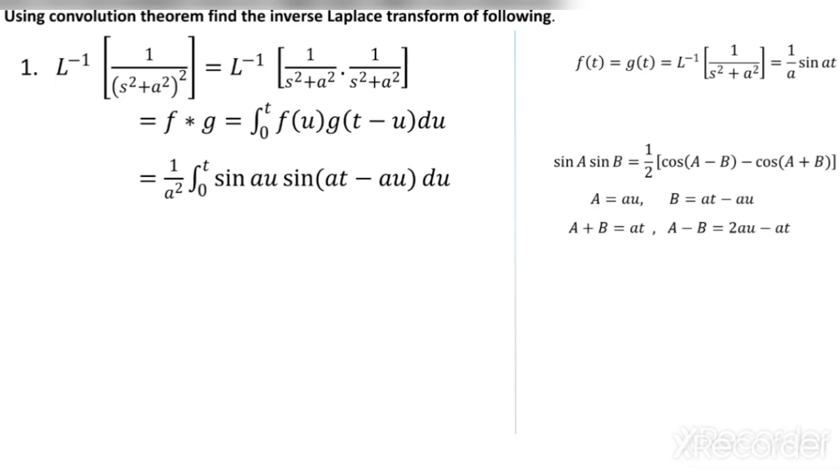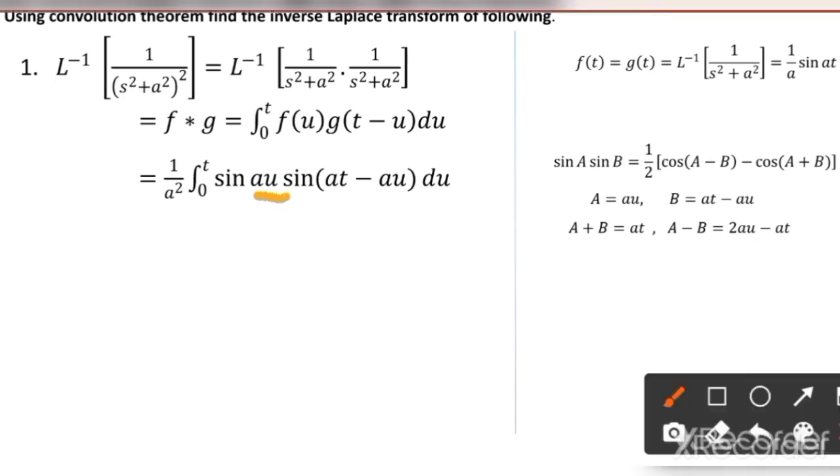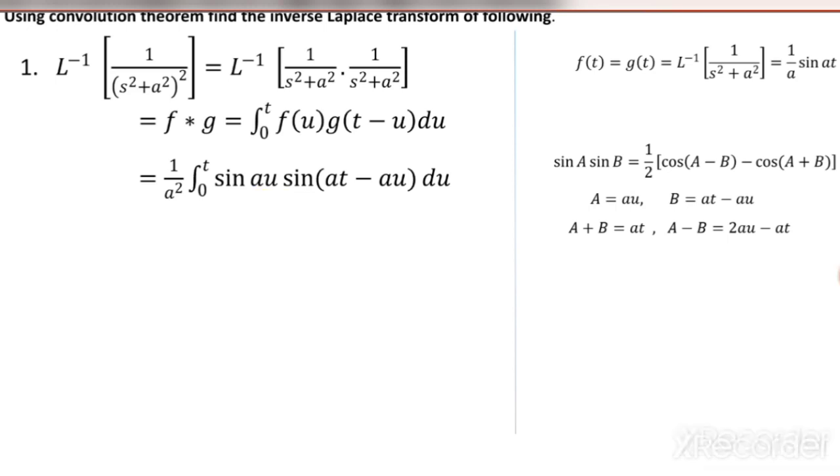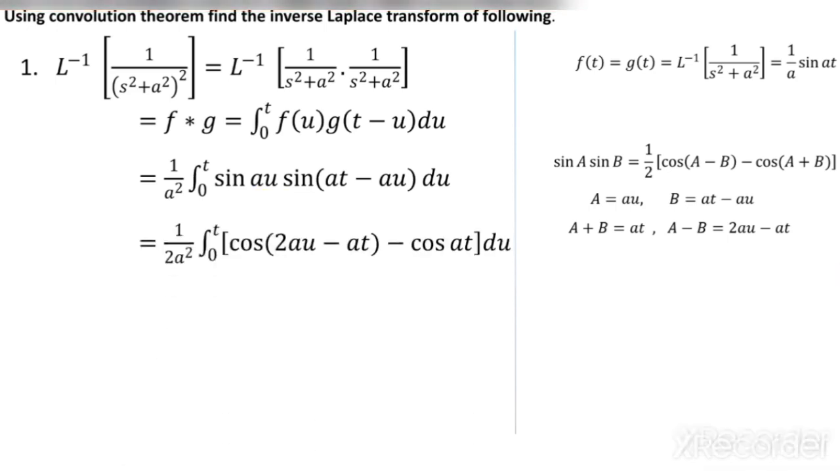For our convenience we can substitute here itself, a is au and b is at minus au. So thereby a plus b gives at, a minus b gives 2au minus at. So substitute, we have 1 by a square cos of (2au minus at) minus cos at. Integrate this with respect to u between the limit 0 to t.